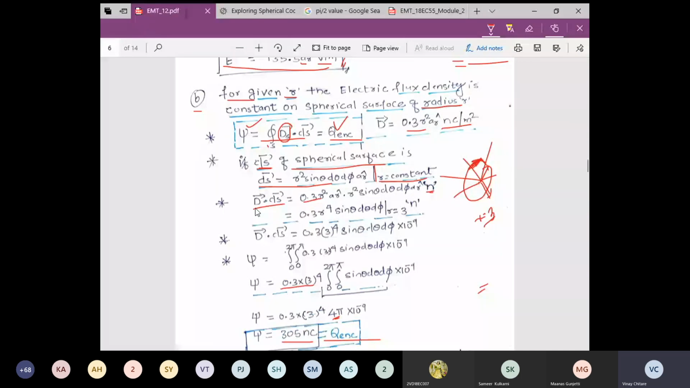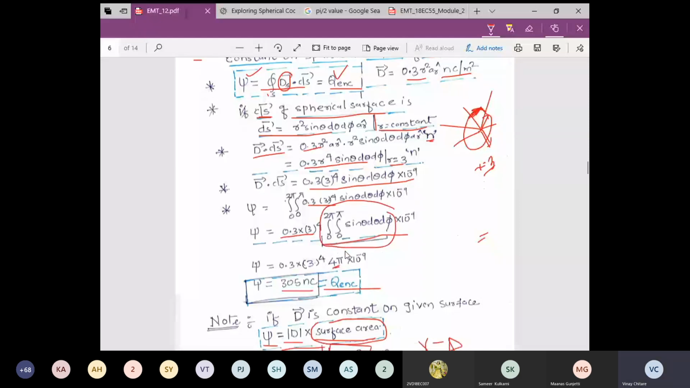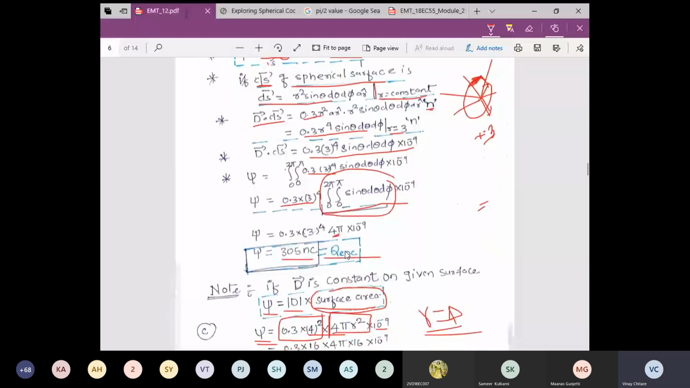I did D dot dS. It leads to this, and we know that r equal to 3 on this particular surface, and it leads to this one. And now I can perform the double integral of this term. First I'll remove the constant outside, and I am left with this one. If you perform this integration, it leads to 4 pi.